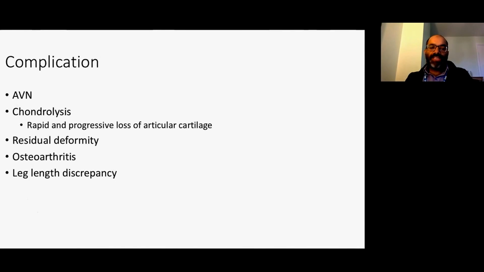The complications, we already discussed. We're doing all these things to avoid AVN. It can cause chondrolysis, which is a rapid and progressive loss of articular cartilage, and the patient presents with severe pain. There can be residual deformity, and it can develop osteoarthritis, and there can be leg length discrepancy.